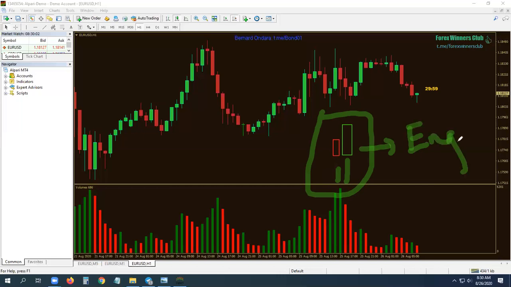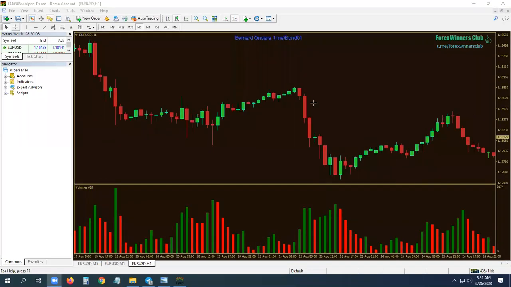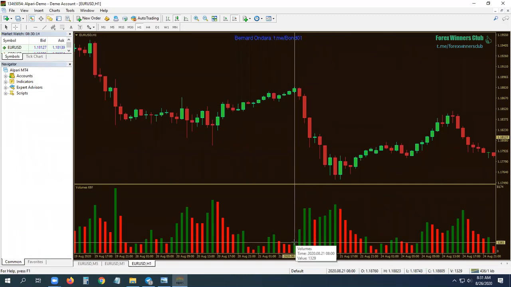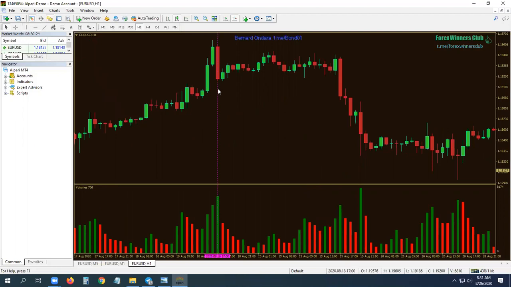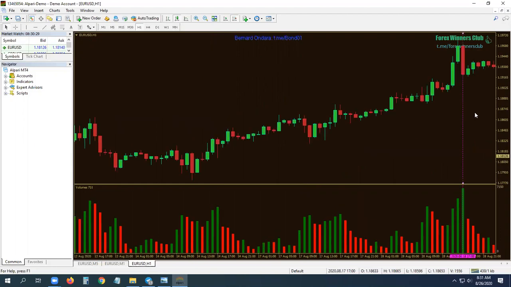Engulfing. Let's see some examples. Look at this engulfing here. Did the volume increase? Green is small, volume is small. Red is big, volume is big. This is a true engulfing. Let's see another example. Look at this one. Also increased, true. Look at this one. Is this a true engulfing? No. A red bar which is small has a higher volume than a green bar which has a smaller volume. This is not a true engulfing, and you can skip the trade, or you look for other reasons.